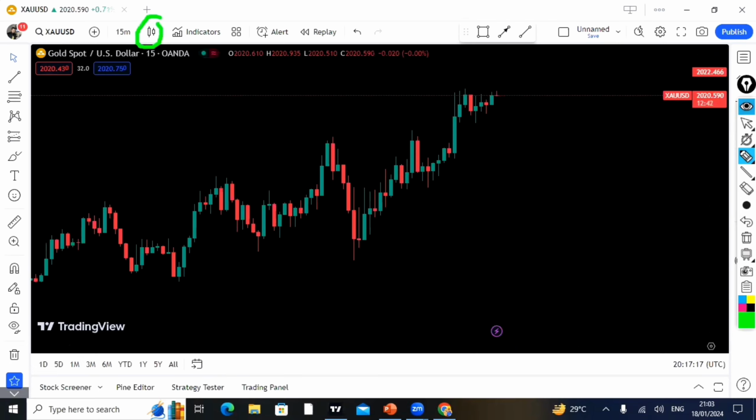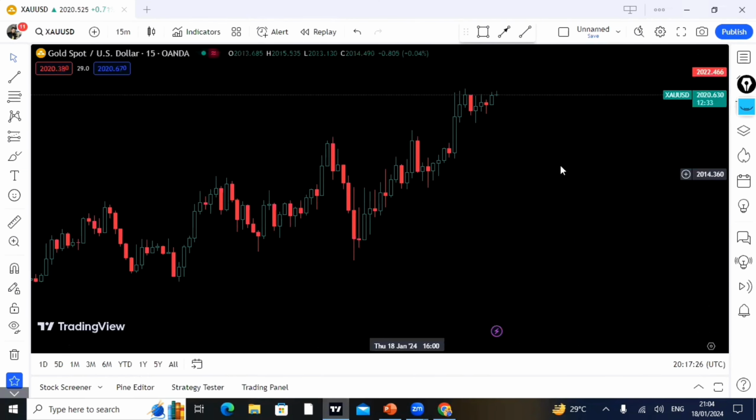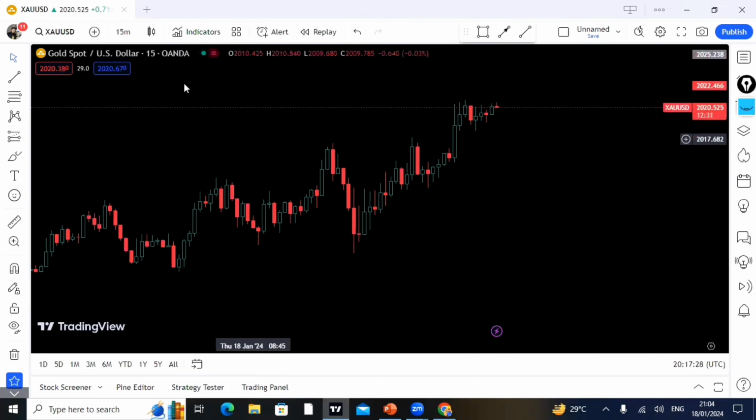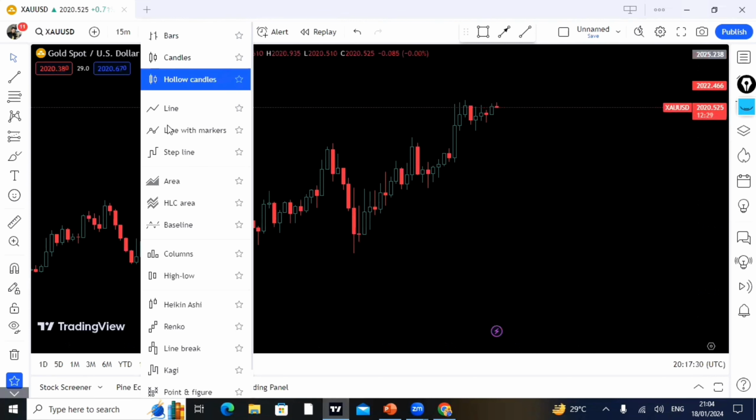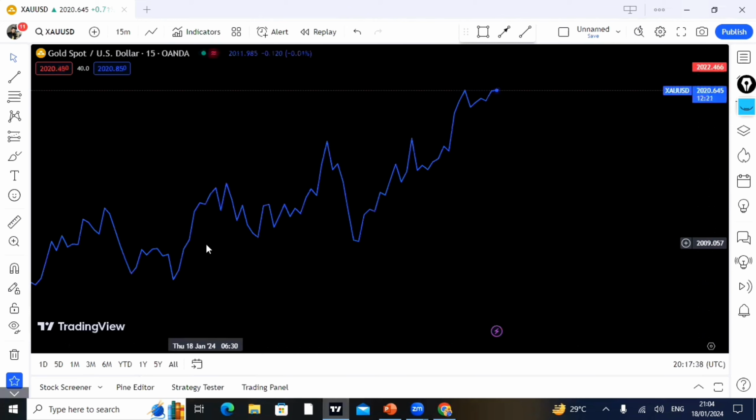They wrote candles there. Then if I click on that place, you're going to see that apart from candles, we have hollow candles. Are you seeing? I've changed my chart to hollow candles. Apart from these hollow candles, you have line charts. You see that here I've switched my chart to line charts. What it means is that for me to make any trading decision, I have to understand and interpret the line chart.